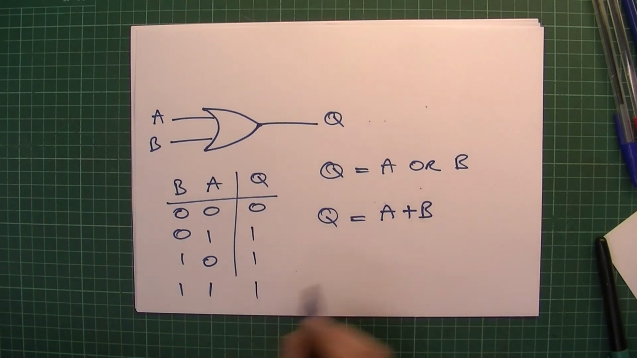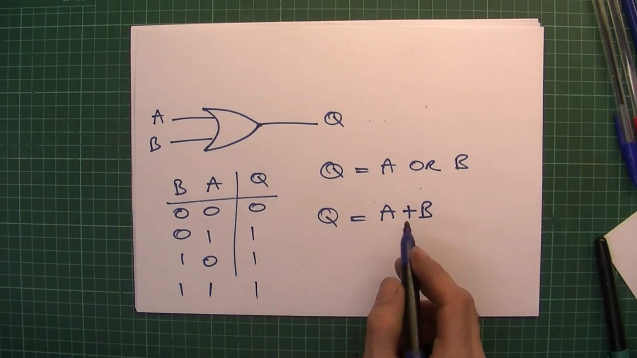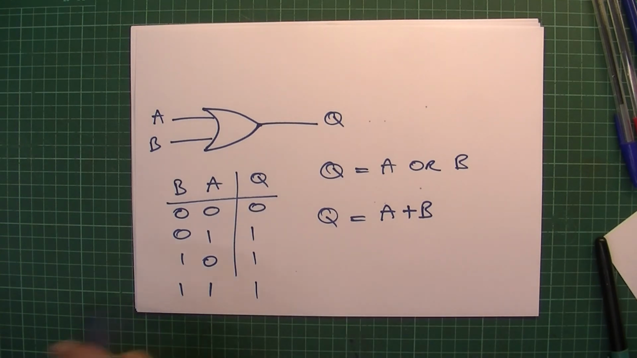So the plus operator we need to read as OR, so never say plus in this case when we're talking about logic operations. And that's all you need to know for the OR gate just for the moment. It's also known as the inclusive OR.